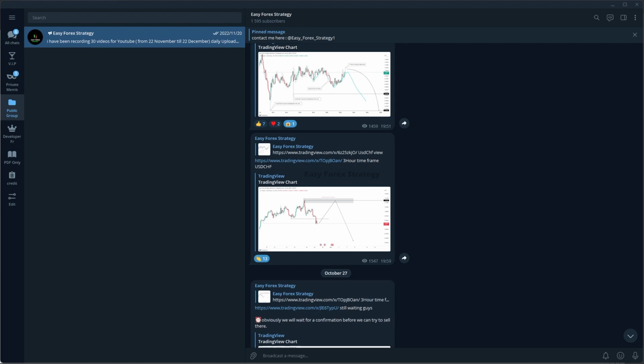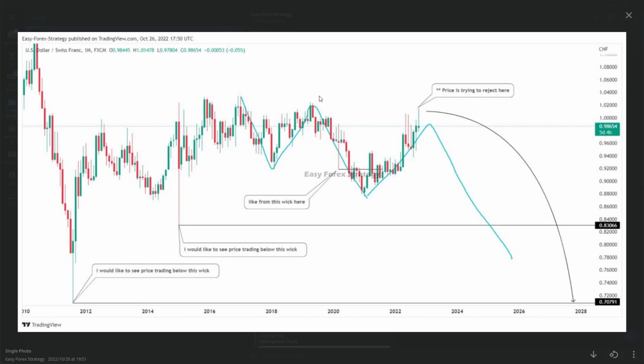And as you know, in the Telegram group, I have posted that setup from the monthly to the 3 hours time frame, because the 3 hours time frame was perfect for that. So this is the monthly time frame, I mean to say. As you can see, this week's here and this week here, I was looking at price like this.